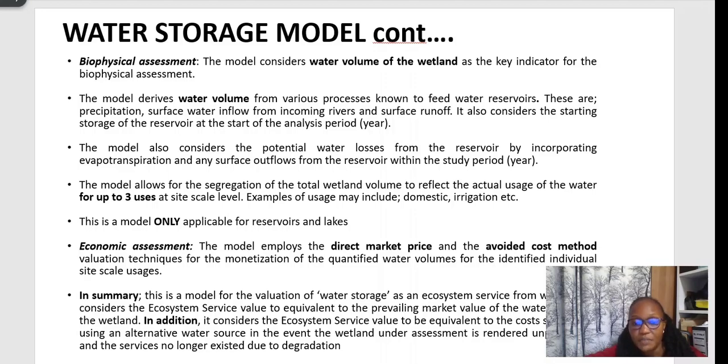In the economic assessment, we consider the direct market price as well as the avoided cost method, valuation techniques for the monetization of the quantified water volumes for identified individual site scale usages.